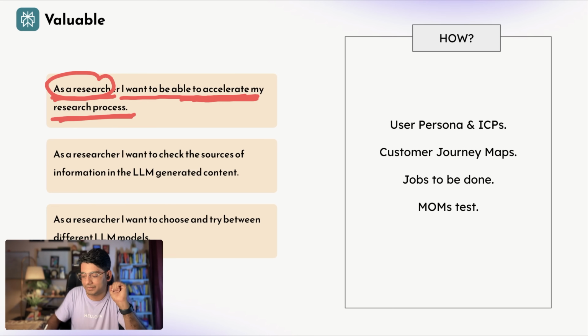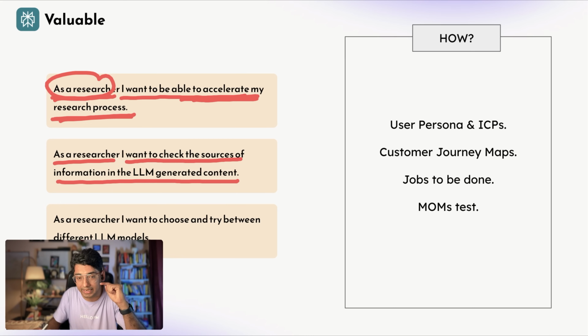The second problem that people were facing was that as a researcher, I want to check the sources of information in the LLM generated content. Okay, so LLMs are able to help me generate research very quickly. But if you remember ChatGPT in the early days, it would not give you the sources of information, right? But people doing research need to validate the sources as well, right? So that was the second problem.